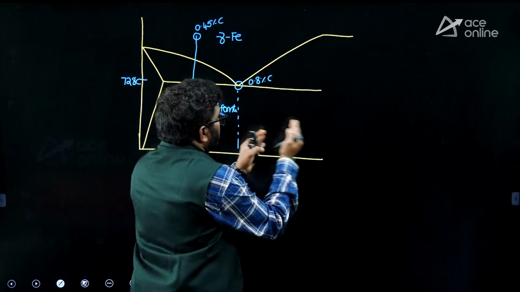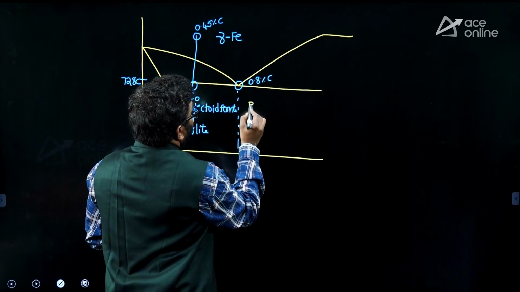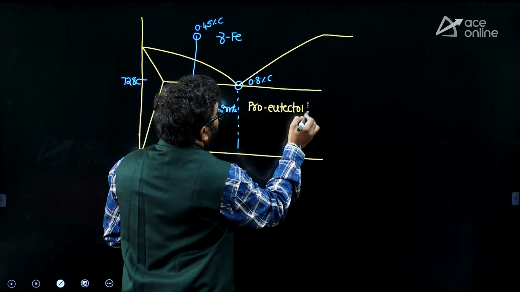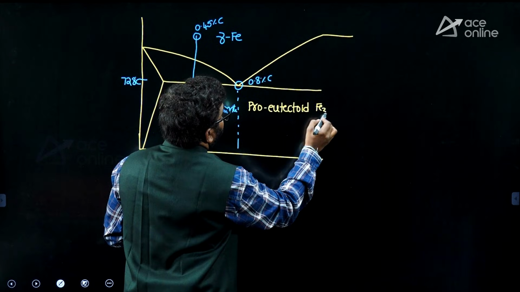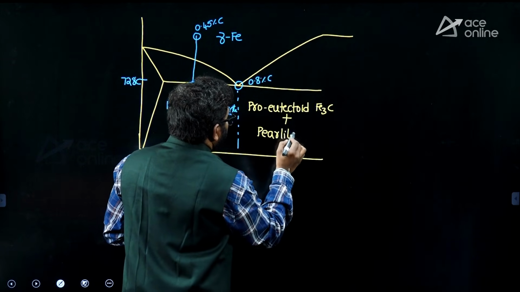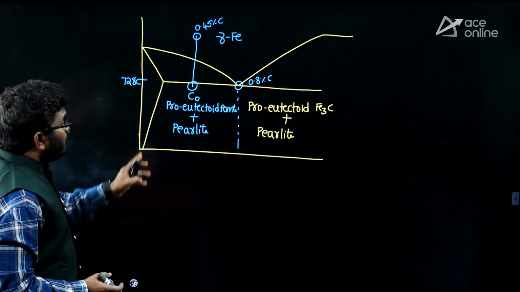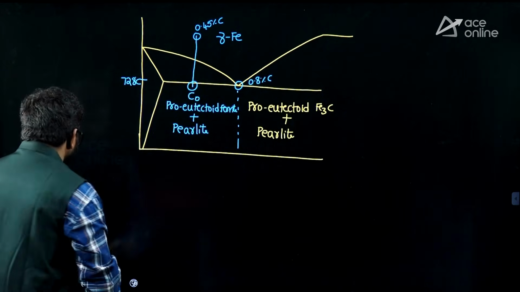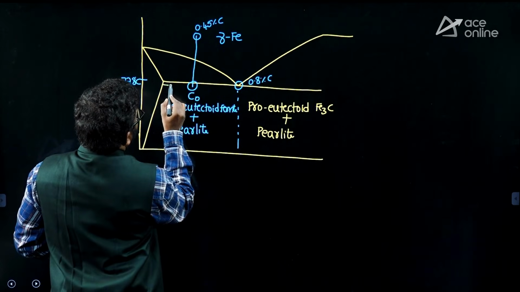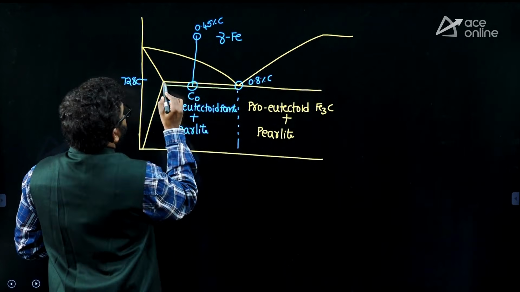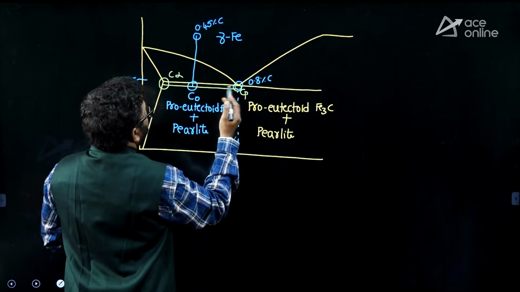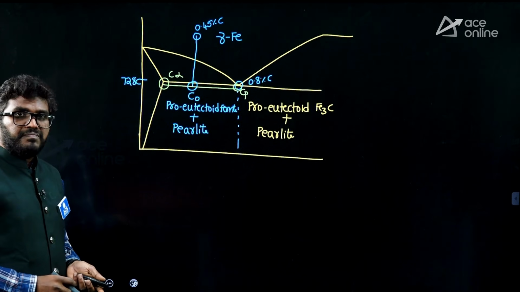Suppose above 0.8, we are having proeutectoid cementite plus perlite. If I want to calculate the proeutectoid phase, I'll apply this lever line. This is alpha, this is perlite. So by using this, I can solve for the proeutectoid phase.